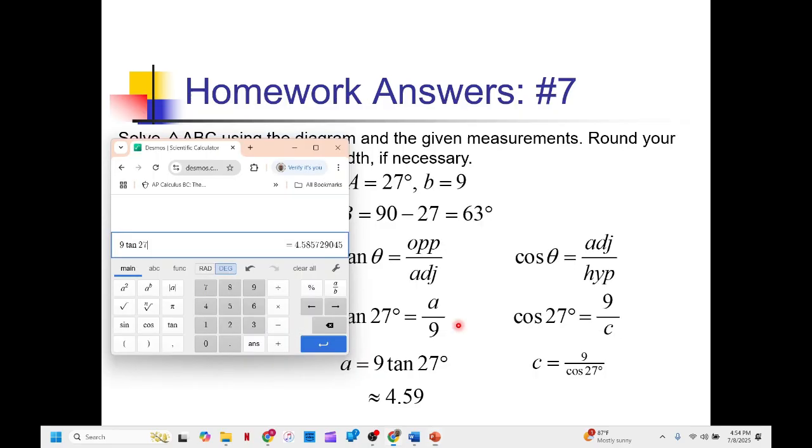Let me go back to Desmos to figure that out. So let's do 9 divided by cos 27. And that comes out to about 10.10.